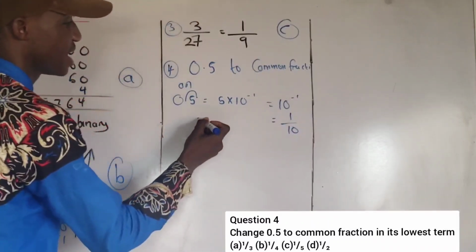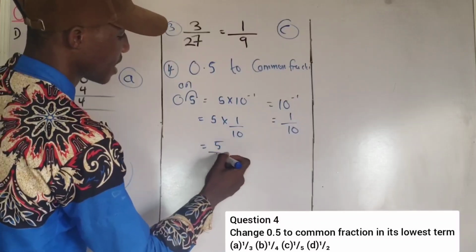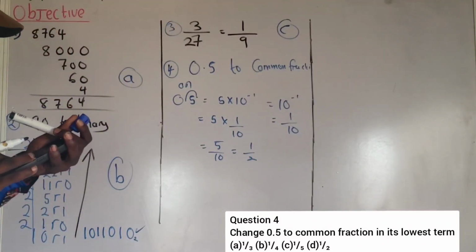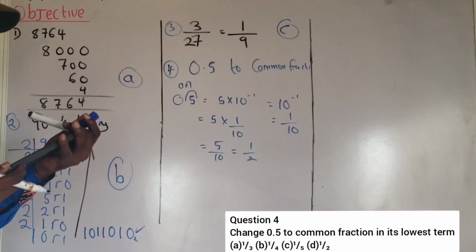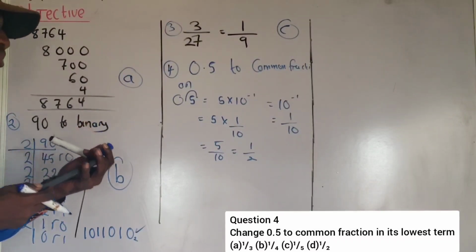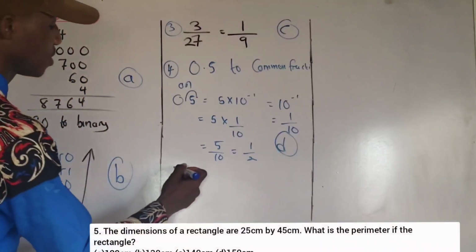You understand? So here I'm going to have 5 times 1 over 10, which is 5 over 10. 5 over 10 is what? 1 over 2. The right option is 1 over 2. Hence, A is 1 over 3, B is 1 over 4, C is 1 over 5, and D is 1 over 2. The correct option is option D, which is 1 over 2. Now, let's move to question number 5.